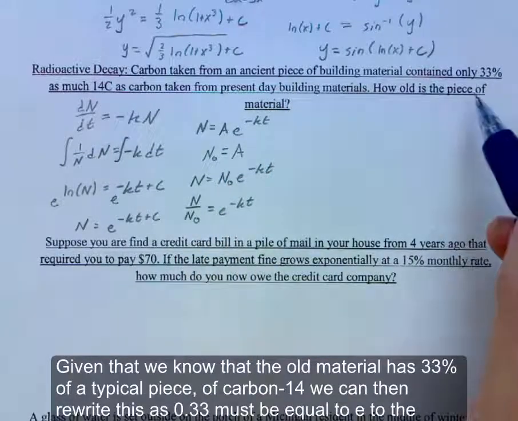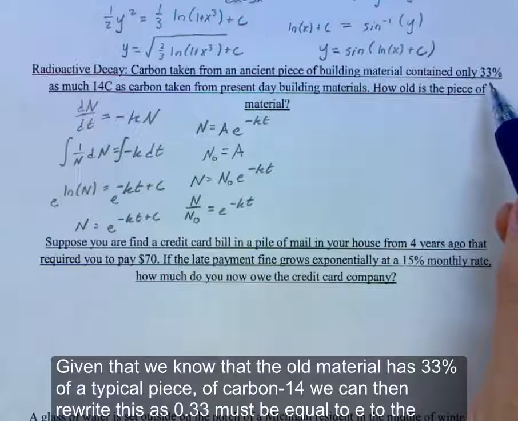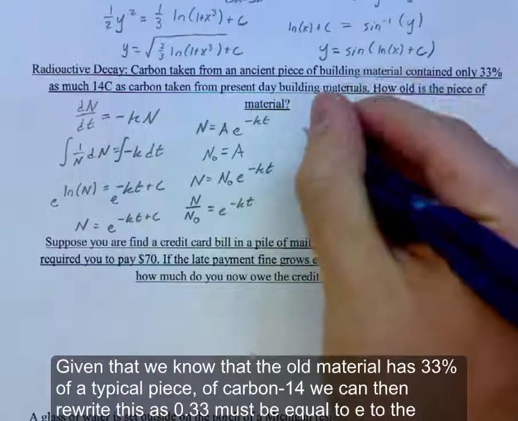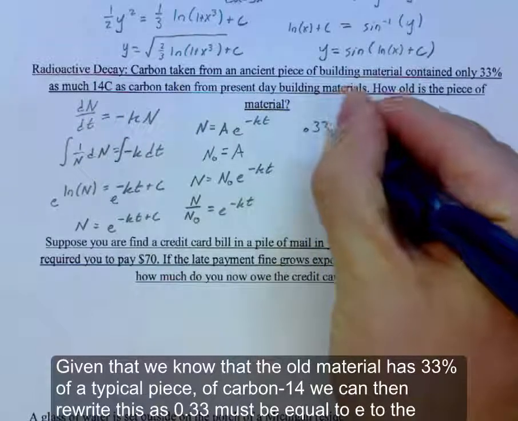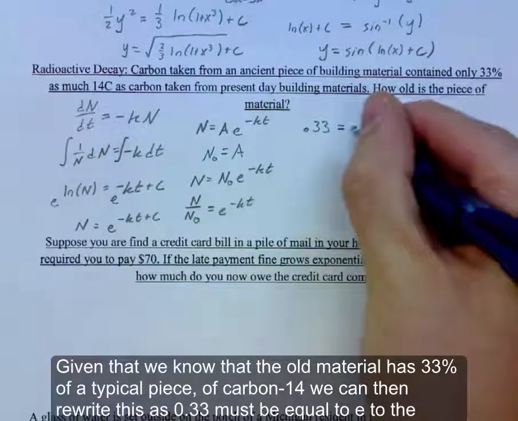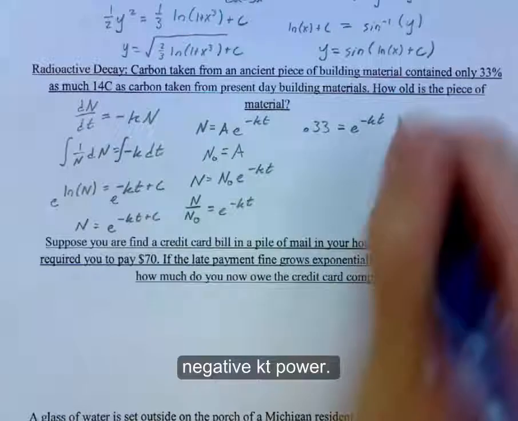Given that we know that the old material has 33% of a typical piece of carbon-14, we can then rewrite this as 0.33 must be equal to e to the negative kt power.